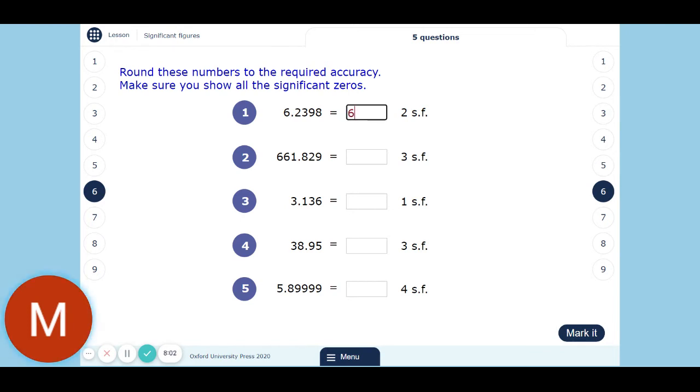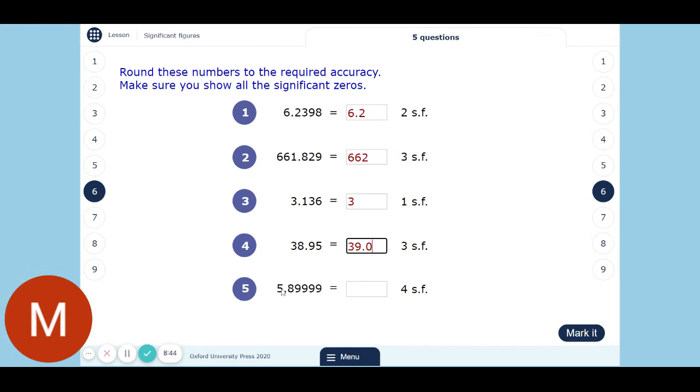Okay, so this first one is going to be 6.2 because the 3 is a number smaller than 5. Then three significant figures. Well, I'm still in the whole numbers here. I'm going to be between 661 and 662, and it's closer to 662. One significant figure, so that means it's between 3 and 4. It's closer to 3. Three significant figures, so 1, 2, 3. That 9 is going to round up because of the 5. So I'm going to put 39.0. I need to put in that 0 because it shows I've rounded to the right number of significant figures.